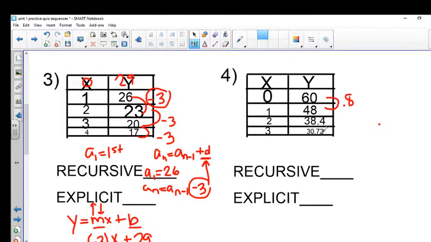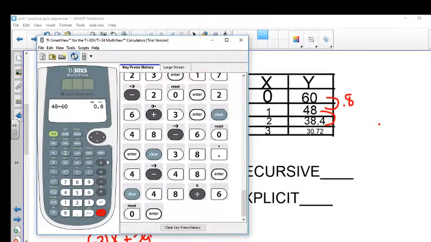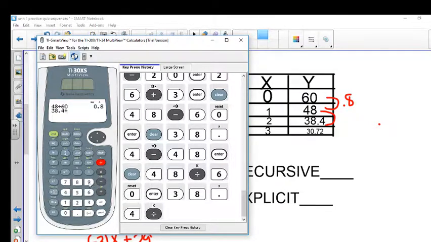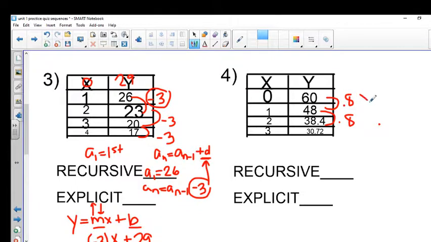Now I'm going to come over here and do this one to this one. My third term divided by my second term. So now I come over here and do 38.4 divided by 48, and hopefully I'm going to get 0.8. 0.8. So I see here each time I am multiplying by 0.8. That is what I'm multiplying by, because my numbers are getting smaller. But I know I'm multiplying by 0.8. Okay. So recursive says A1, that's my first term.